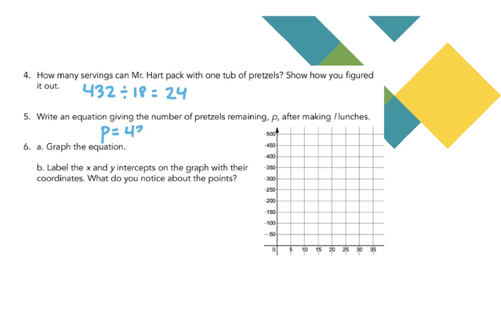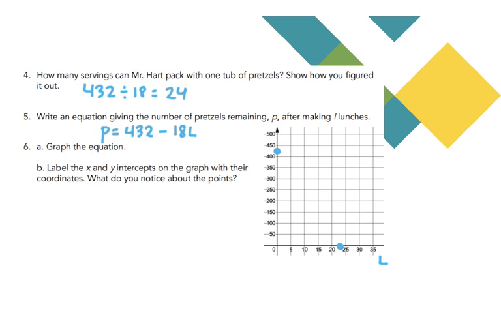So my equation is going to be this. We're going to start with our 432, and we are going to subtract 18 times L. Every lunch gets 18 pretzels. And so if I'm thinking about graphing this, I'm going to be starting at 432, which is right about here. And I also already know he's going to be out of pretzels after 24 lunches. So when we get to 24 lunches, and this x-axis is now our L-axis for lunches, he's going to be out.